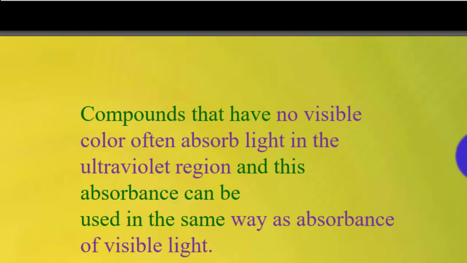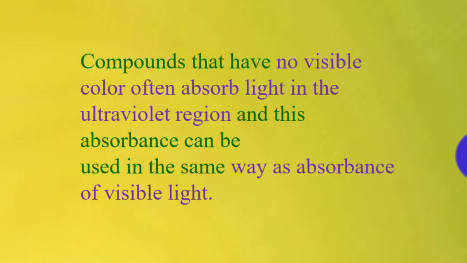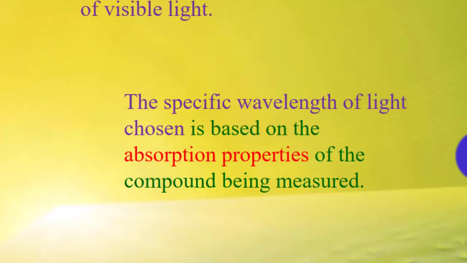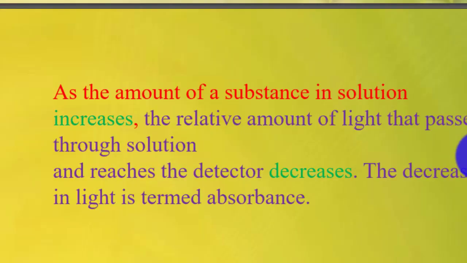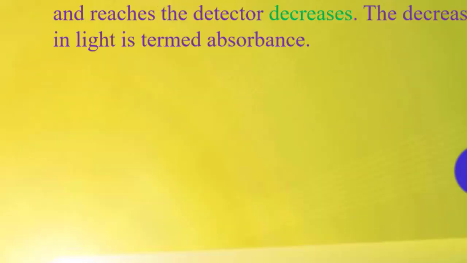Compounds that have no visible color often absorb light in the ultraviolet region, and this absorbance can be used in the same way as absorption of visible light. The specific wavelength of light chosen is based on the absorption properties of the compound being measured. As the amount of substance in solution increases, the relative amount of light that passes through the solution and reaches the detector decreases. The decrease in light is termed absorbance.